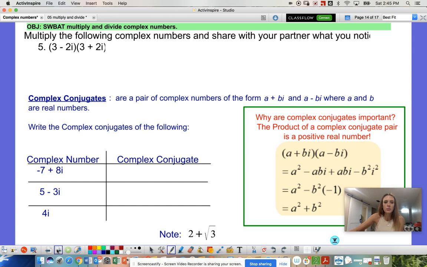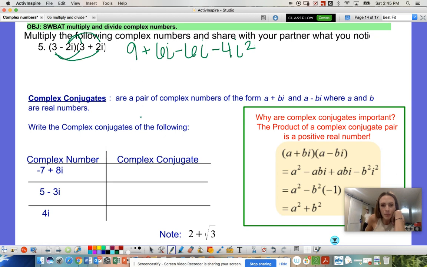All right, so for this one, we have to think about a conjugate. So this is just an introduction to a conjugate. What happens to these numbers as we distribute them and FOIL them out? Well, 3 times 3 is 9. Then we'll have plus 6i and minus 6i. And then minus 4i squared.